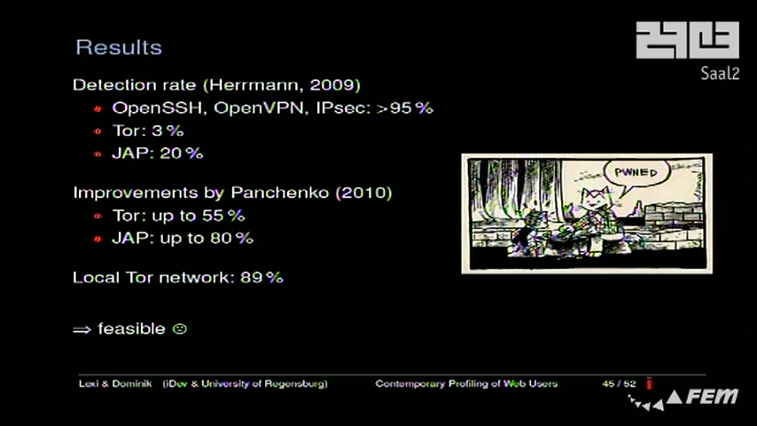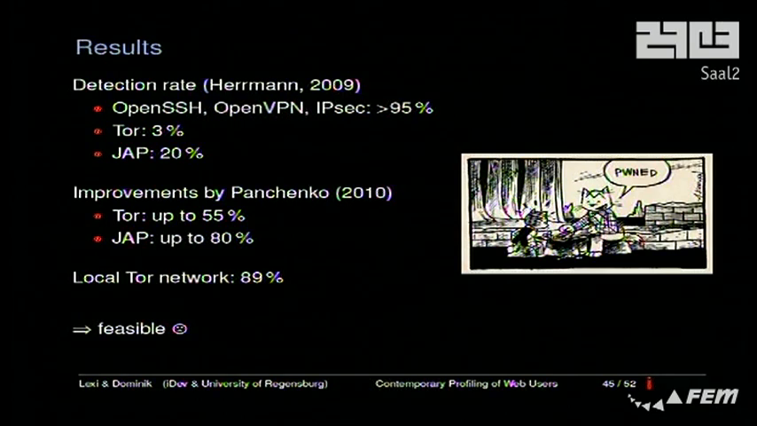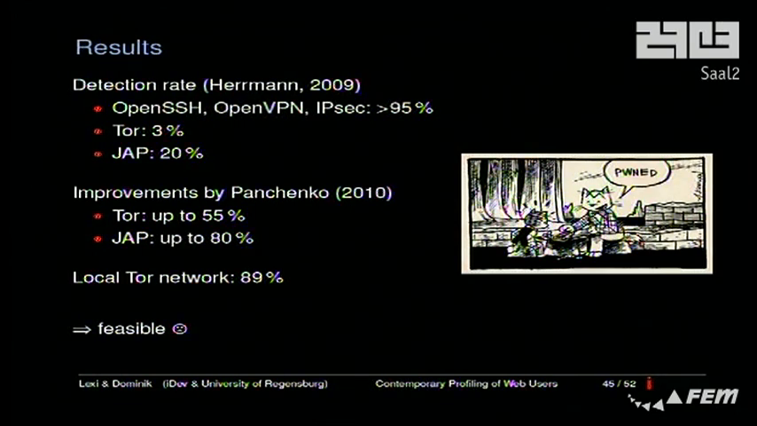But our colleague Andriy Panchenko, who recently graduated with his PhD, found some nice improvements which are more concerning. Now he is able to do it for Tor with up to 55% in the real network, for JAP up to 80%, and in the local Tor network, he is up to 89% accuracy now. So this is certainly bad because it's getting feasible now.